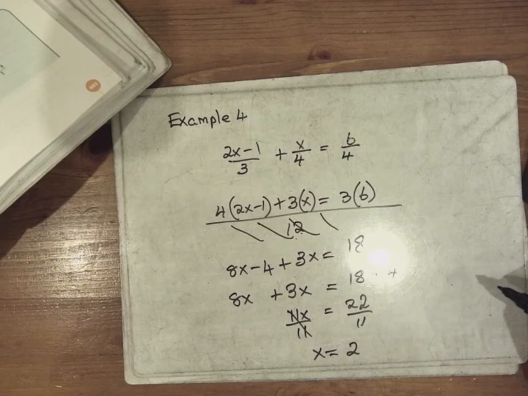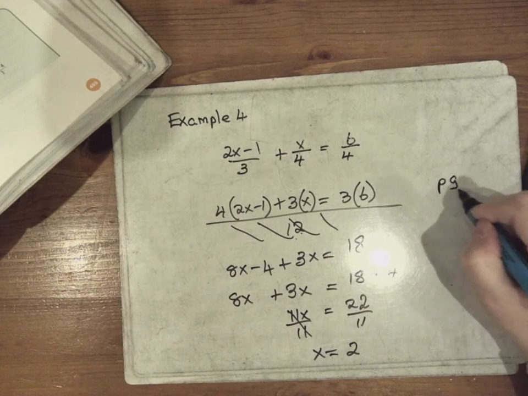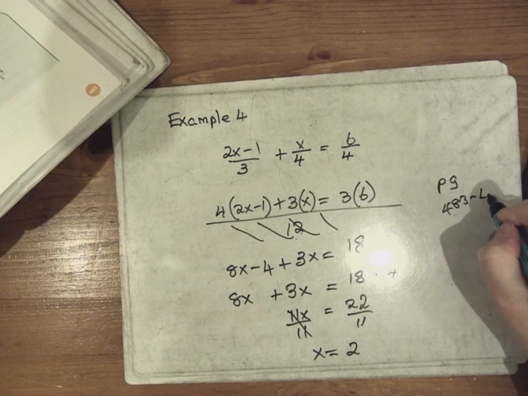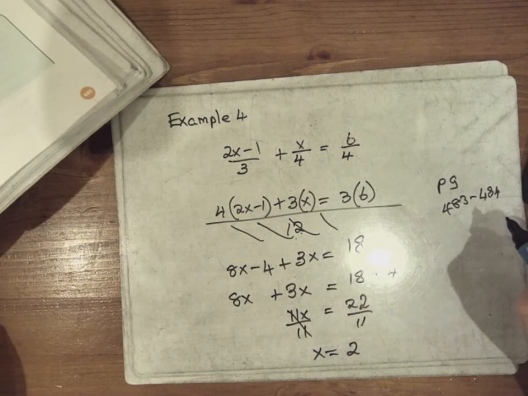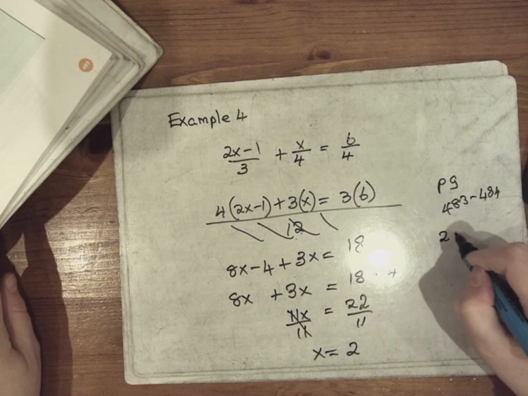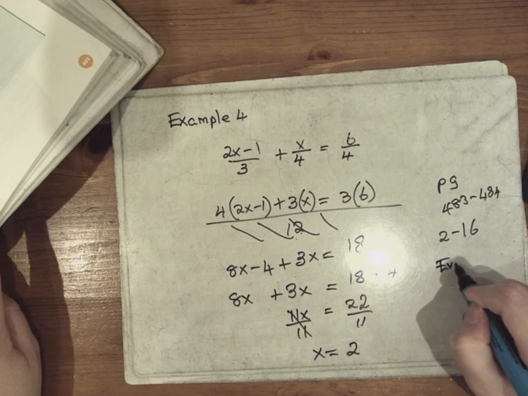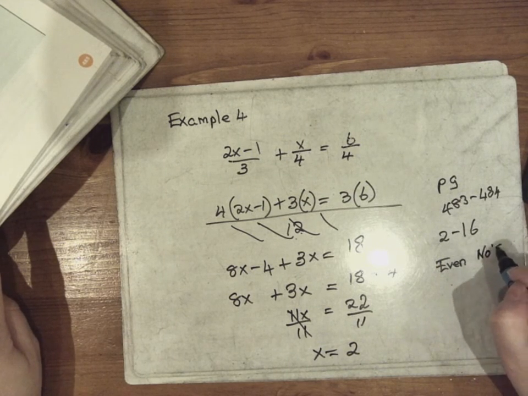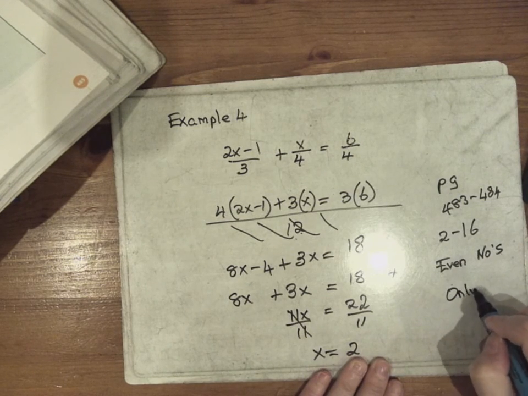Okay, so we're going to try a few of these for tomorrow. It's pages 483 to 484. We're going to do 2 to 14, 2 to 16, just the even numbers. So that's number 2, 4, 6, 8, 10, 12, 14, 16. Okay? And I'll talk to you tomorrow.